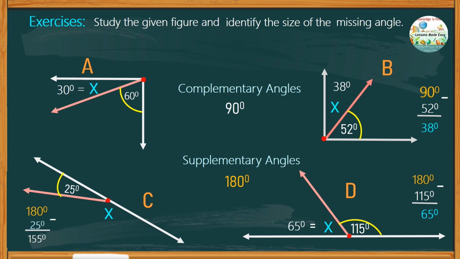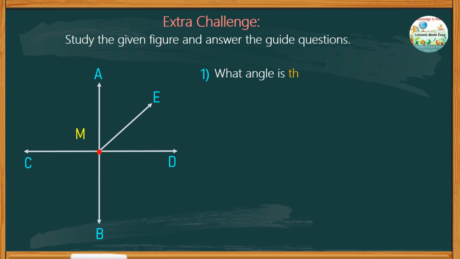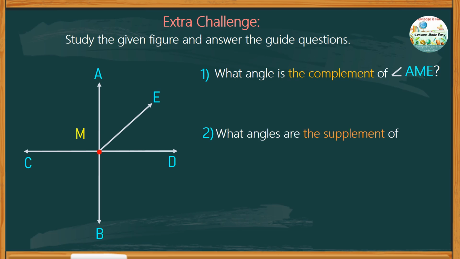One way to avoid mixing up these angles is to take note that C comes before S in the alphabet, and that 90 comes before 180. Here is an extra challenge. Study the given figure and answer the guide questions. Here is question number 1. What angle is the complement of angle AME? Number 2. What angles are the supplement of angle CMB?